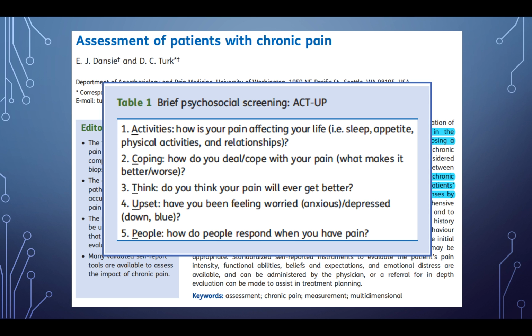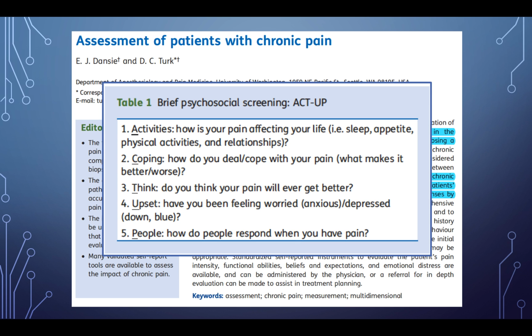Upset. Have you been feeling worried, anxious, depressed, down, or blue? That's a big one. We've talked about depression in the lectures before, but depression lives in the frontal lobes. When the frontal lobes aren't firing appropriately, whether they've been affected by some sort of pathological issue or if there's just decreased blood flow to the area, if you don't have strong frontal cortex output, you're going to have those feelings try to take over. So having a really good frontal lobe is important, and making sure that they're not chronically in an upset or down or blue mood.